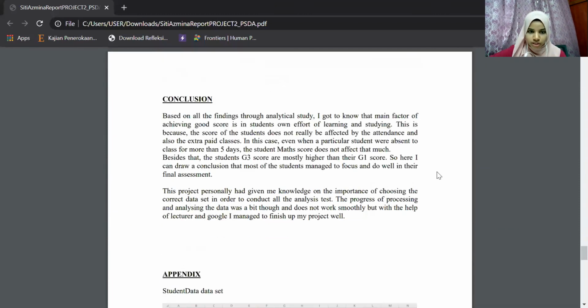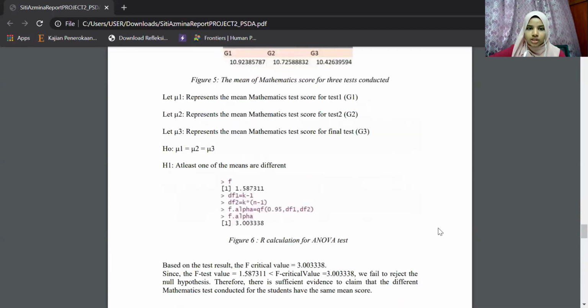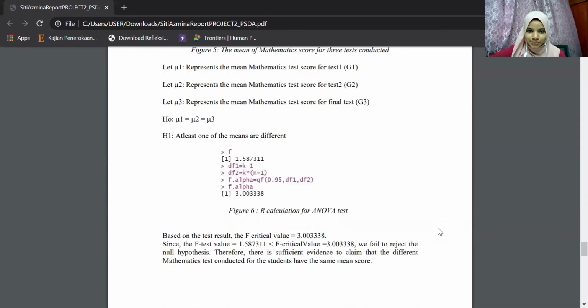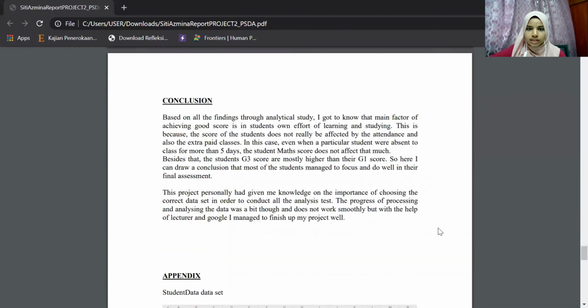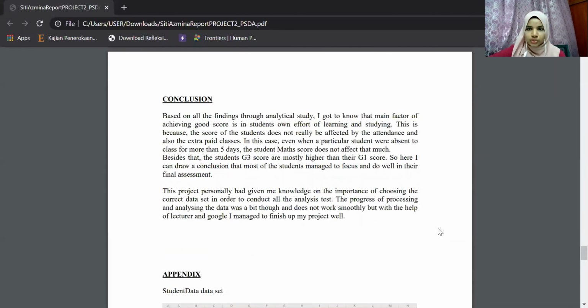And for the conclusion, based on the findings through this analytical study, I got to know that the main factor of achieving a good score is students' own effort of learning and studying. This is because the score of the students is not really affected by the attendance and also the extra paid classes. In this case, even when a particular student was absent from class for more than 5 days, the student's math score is not affected that much.